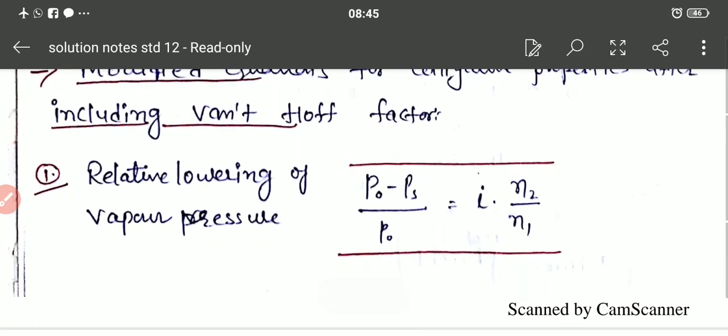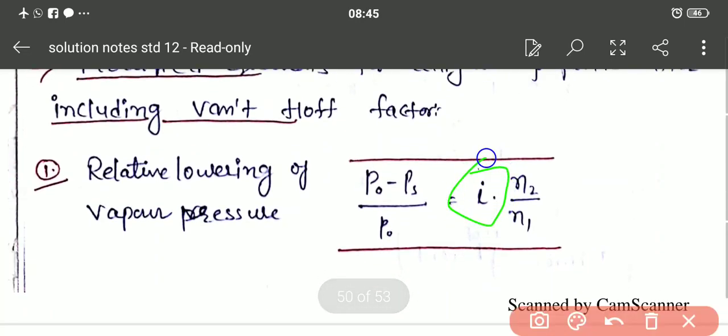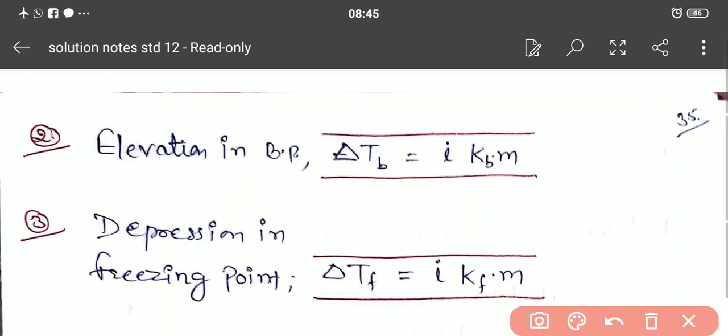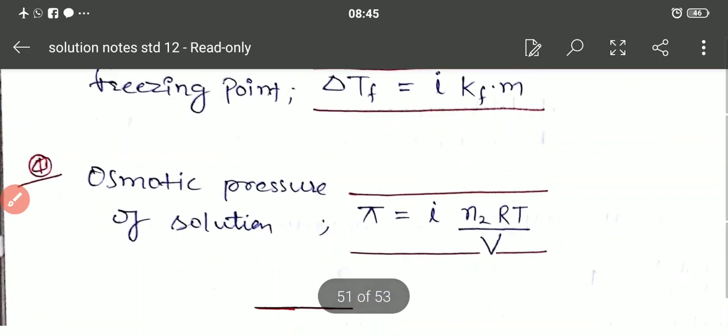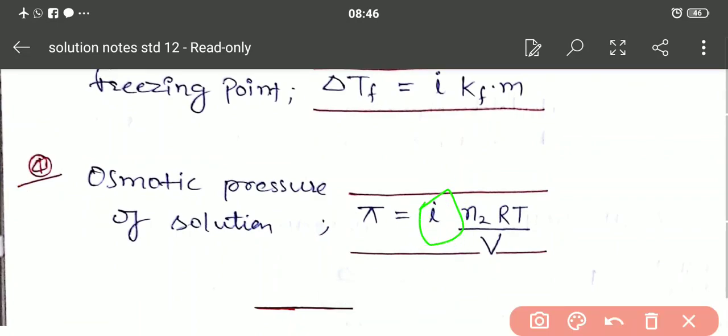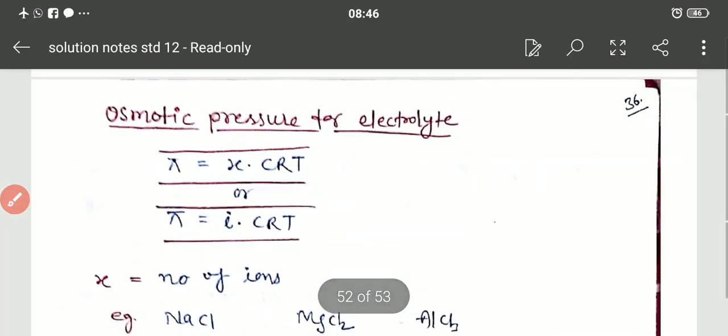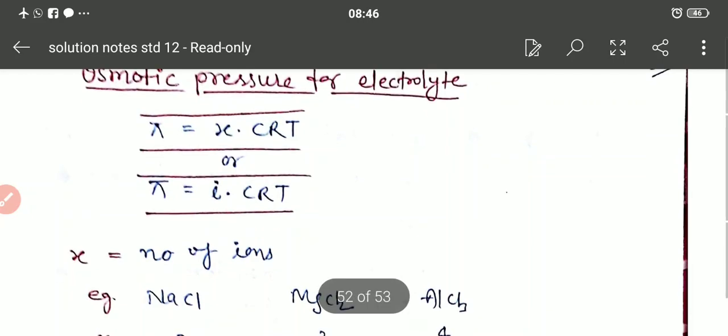So, the first, relative lowering of vapor pressure, (P0 minus P) upon P0, becomes equal to i into n2 upon n1. So, the Van 't Hoff factor is introduced here. Now, in elevation in boiling point, here also i is introduced, in freezing point also the Van 't Hoff factor is introduced. In the same way, in the osmotic pressure equation, i is also introduced. Osmotic pressure for electrolyte: pi is equal to x into CRT, or pi is equal to i into CRT.